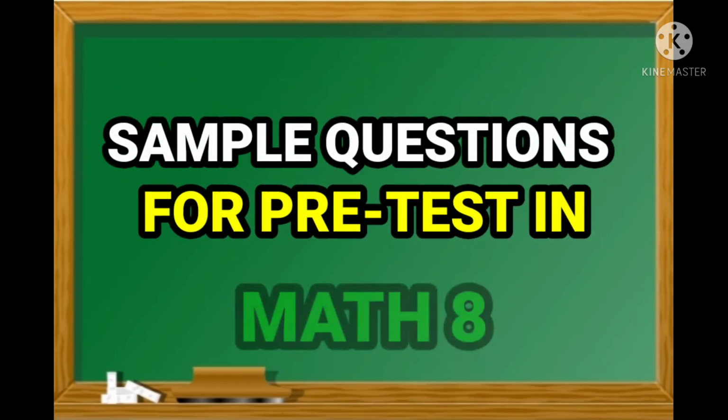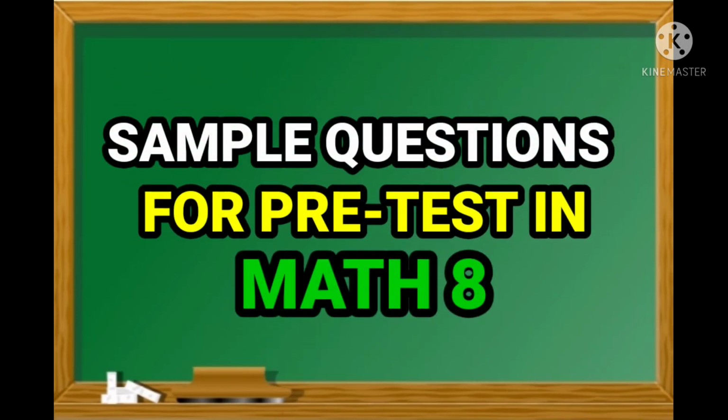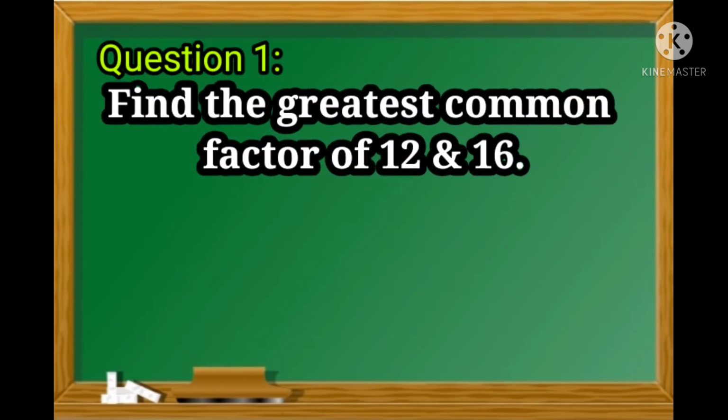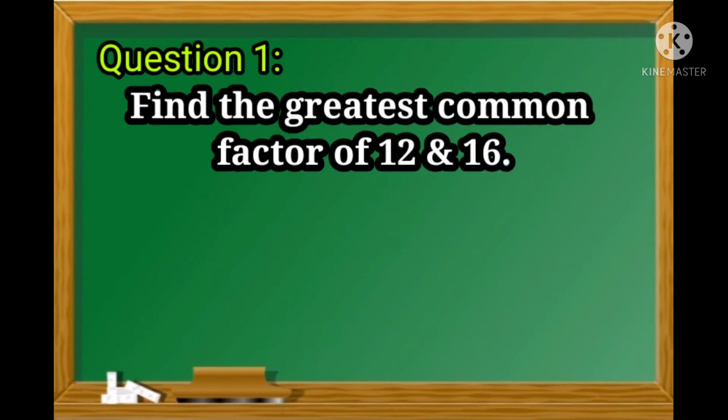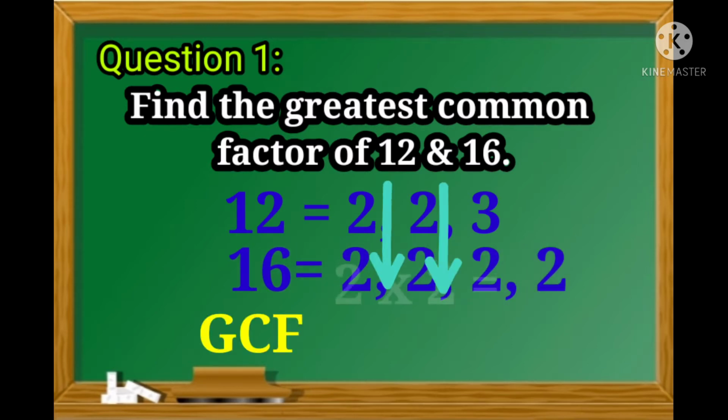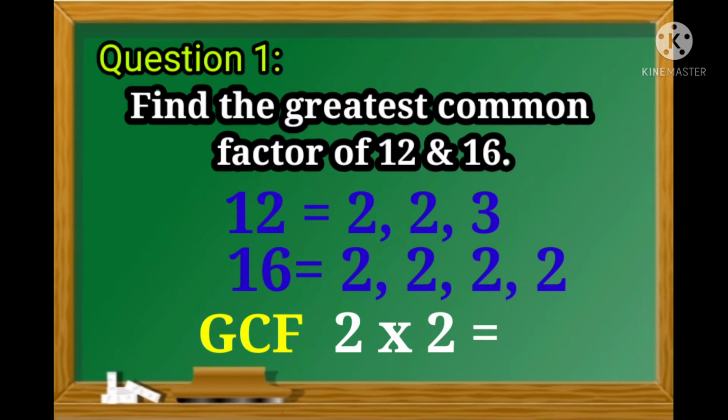Sample questions for pretest in Math 8. Question number 1. Find the greatest common factor of 12 and 16. The factors of 12 are 2, 2, and 3. For 16, 2, 2, 2, and 2. Then bring down the common factors of the two numbers, then get the product, and the answer is 4.